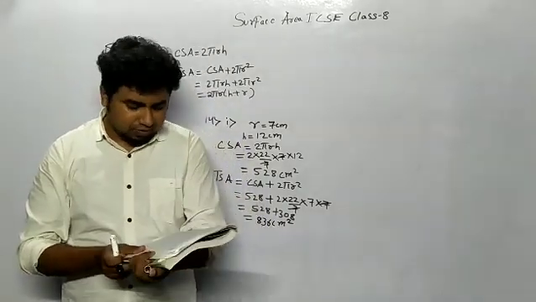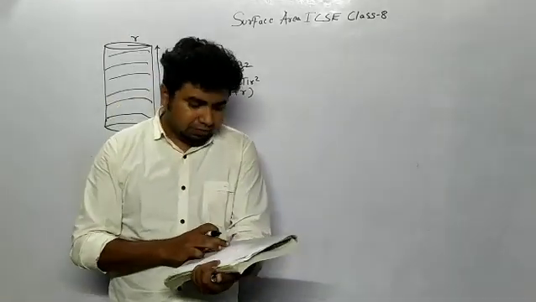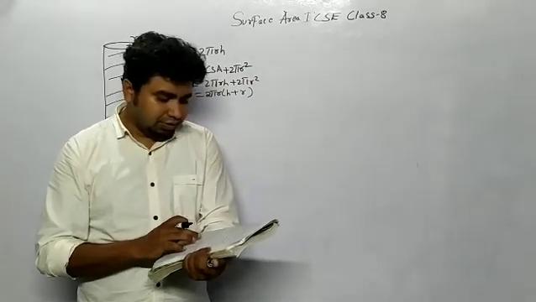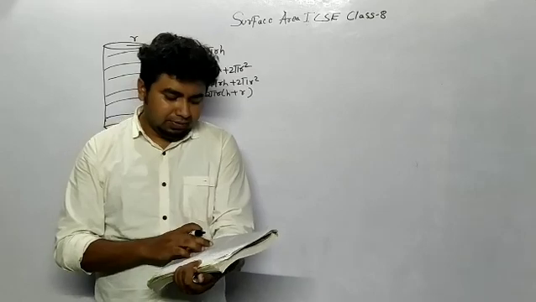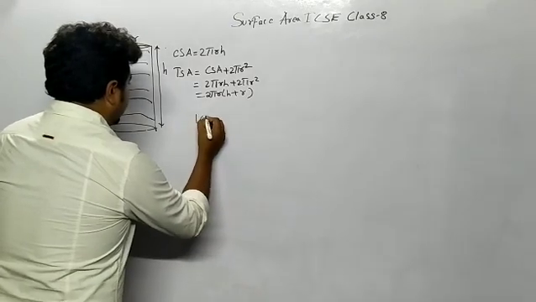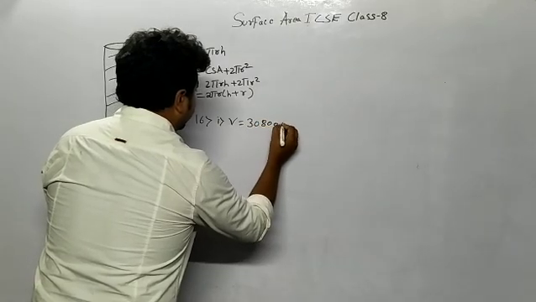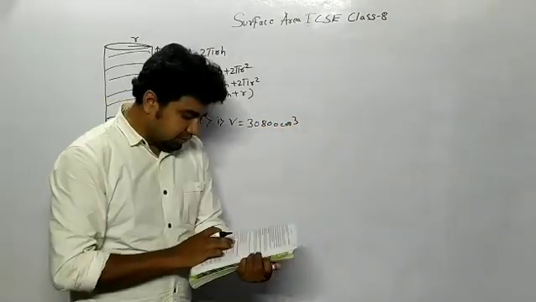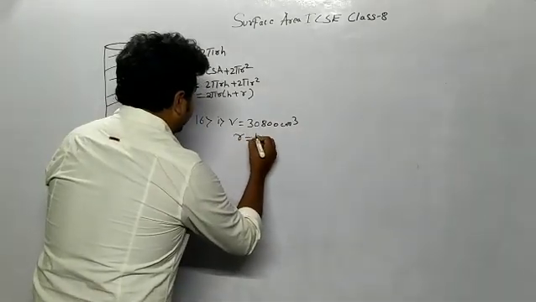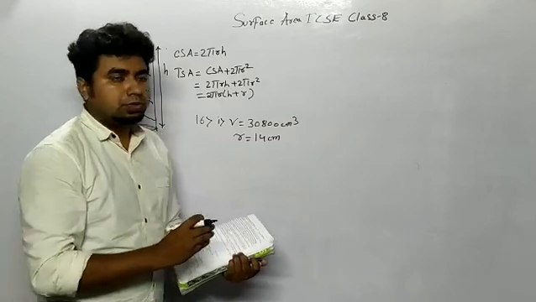Now we'll move to question number 16. In question number 16, we have to find the curved surface area and total surface area if the volume is given as 30,800 centimeter cube. This is the volume given. The other thing given is that the radius of the base is 14 centimeter. We write down whatever is given; you have to take that only.